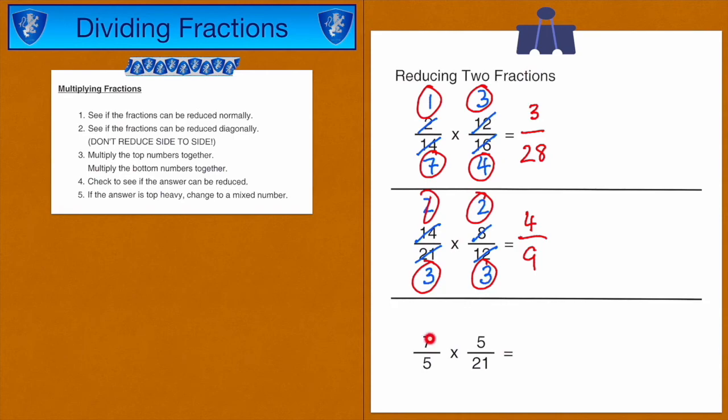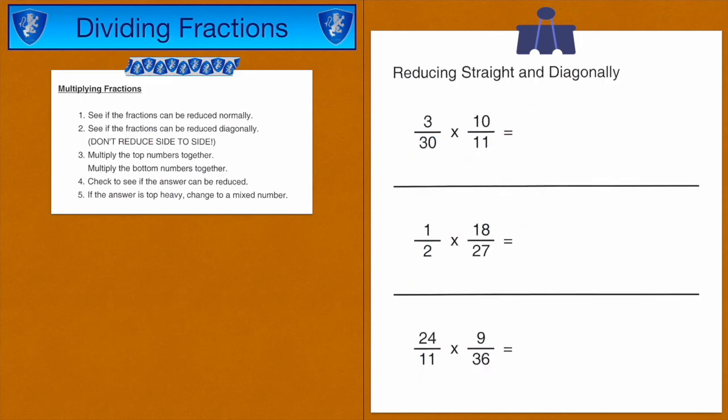Now you can't reduce these fractions, but I hope you can remember you can do it diagonally. When you're multiplying, you can do either of the top numbers with either of the bottom numbers. So 7 and 21 are both in the 7 times table, so we can reduce it diagonally. We say that's 1 times 7 and that's 3 times 7. And then if you look the other way, 5 and 5, both in the 5 times table, that's 1 times 5 and that's 1 times 5. So we've got 1 times 1 is 1, 1 times 3 is 3. So it's 1/3.